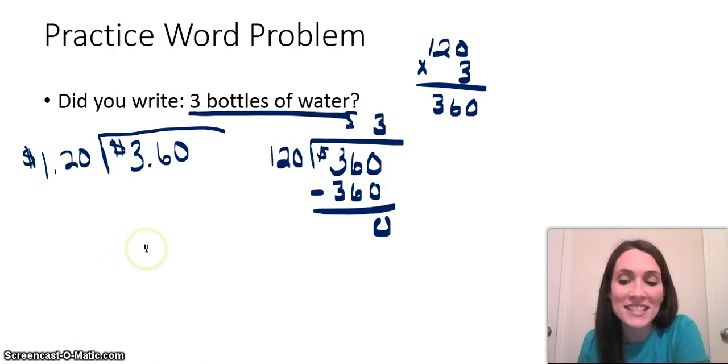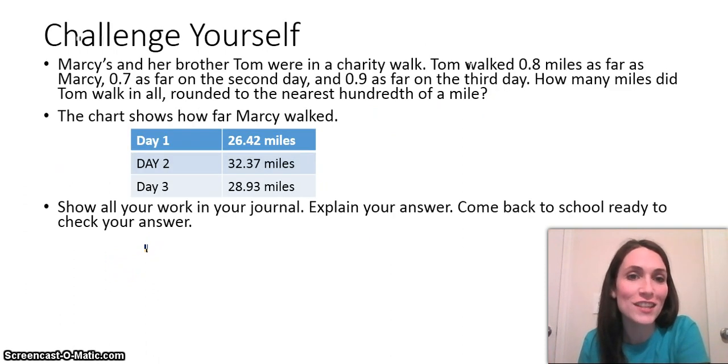All right, so let's go ahead and take a look at our challenge problem. Marcy and her brother Tom were in a charity walk. Tom walked 8/10 miles as far as Marcy, 7/10 as far on the second day, and 9/10 as far on the third day. How many miles did Tom walk in all? And we want to round this to the nearest mile. So we're going to round our answer to the nearest mile, okay?